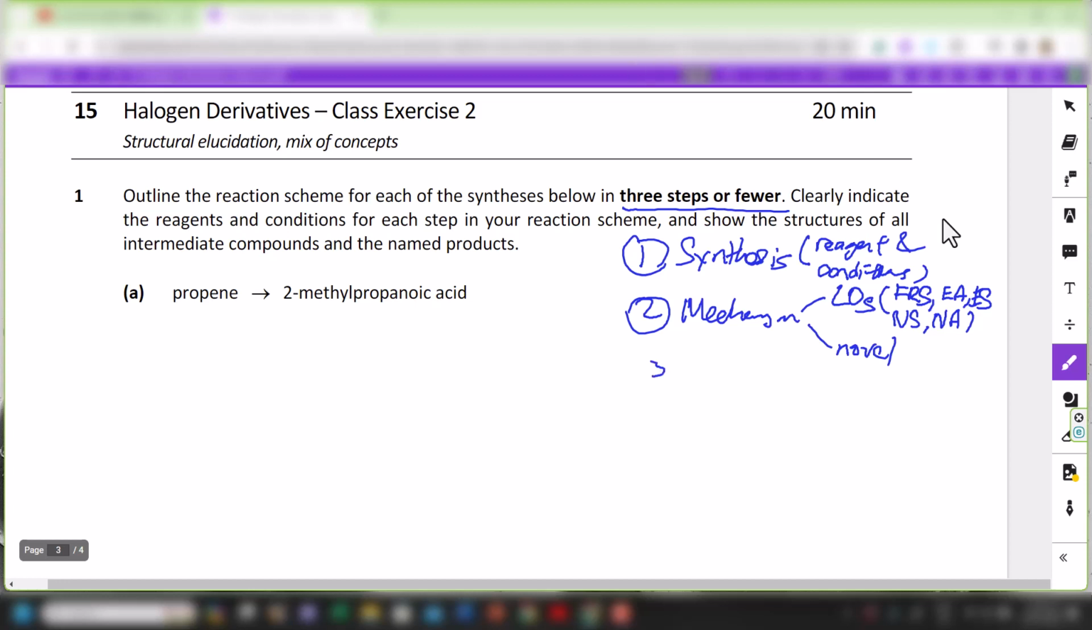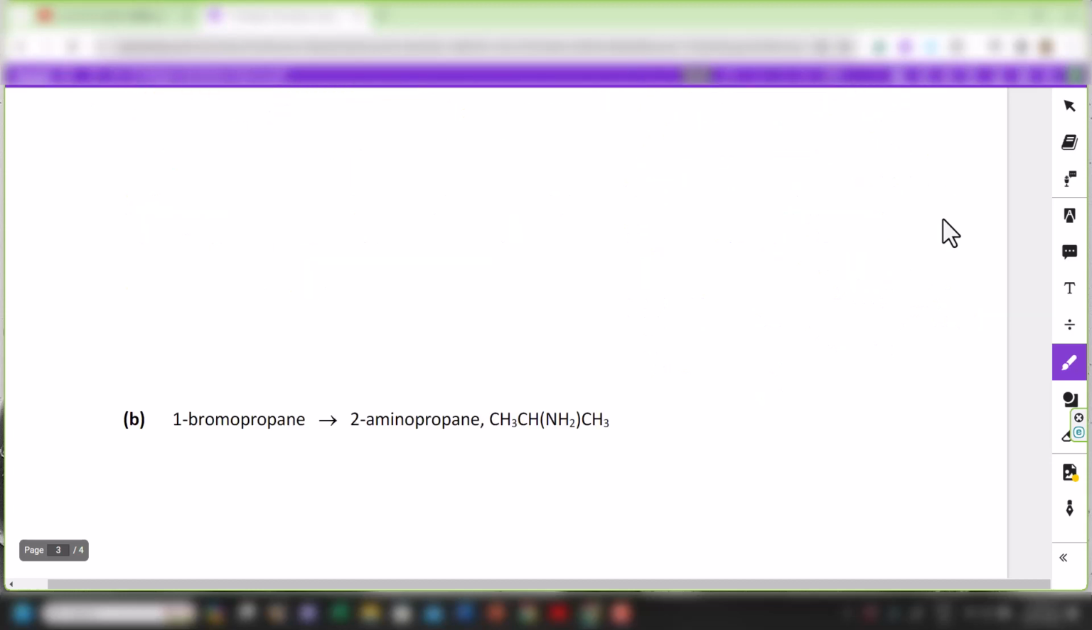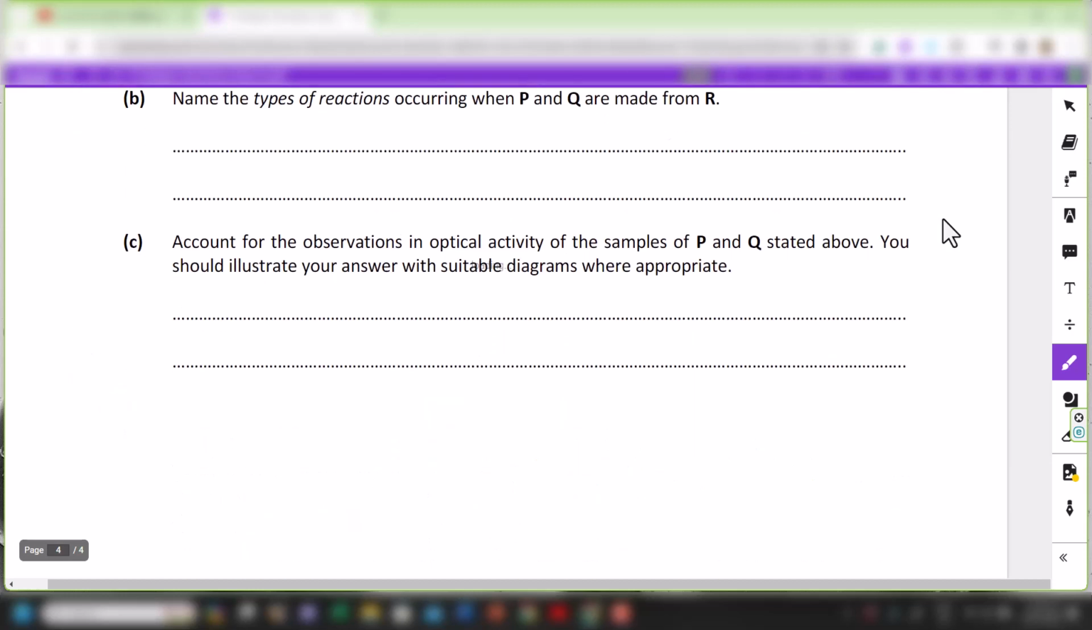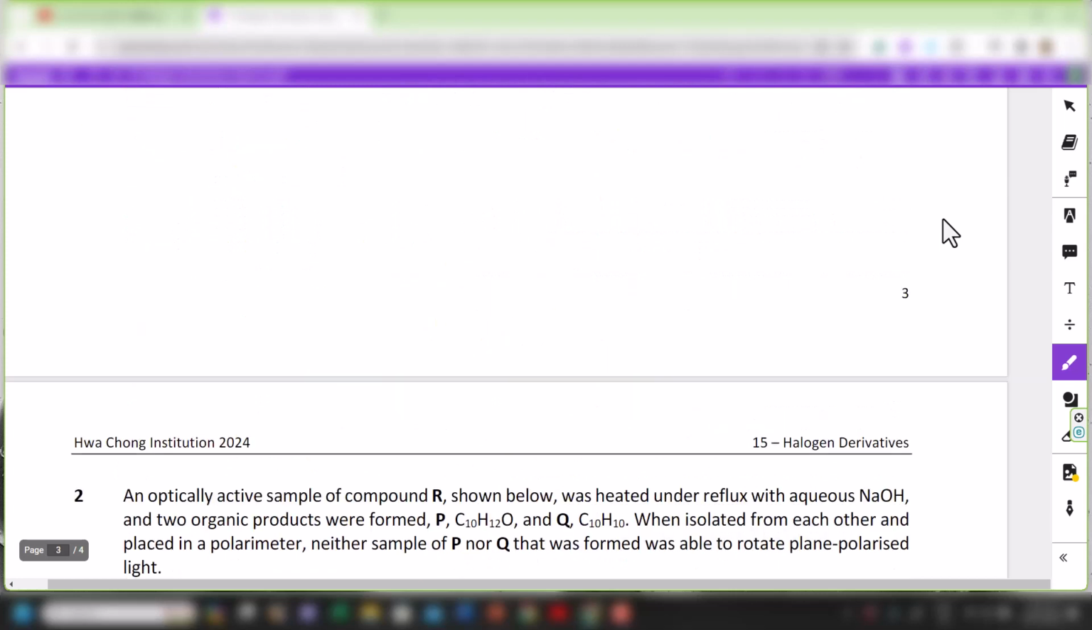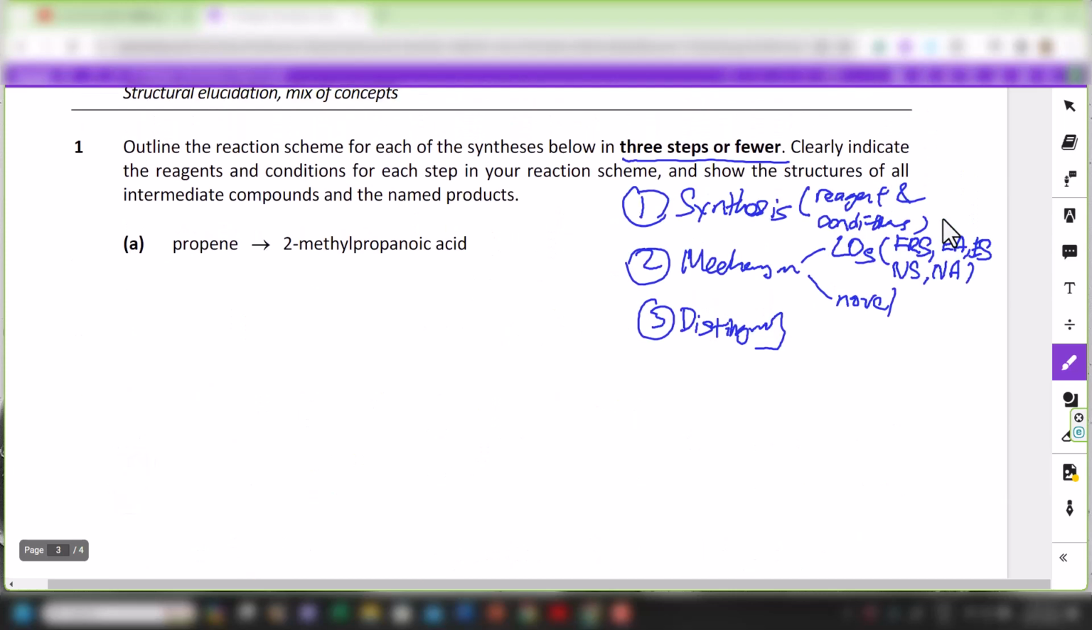And then the third kind of question we're going to get is distinguishing tests. You're going to see that in the final bit of this particular exercise. That is at 2D, where you're supposed to use appropriate chemical tests, write down observations to confirm the identity of R as a bromoalkane. Distinguishing test is usually the easiest among students because you can religiously study for it, and they often come out in practicals as well.